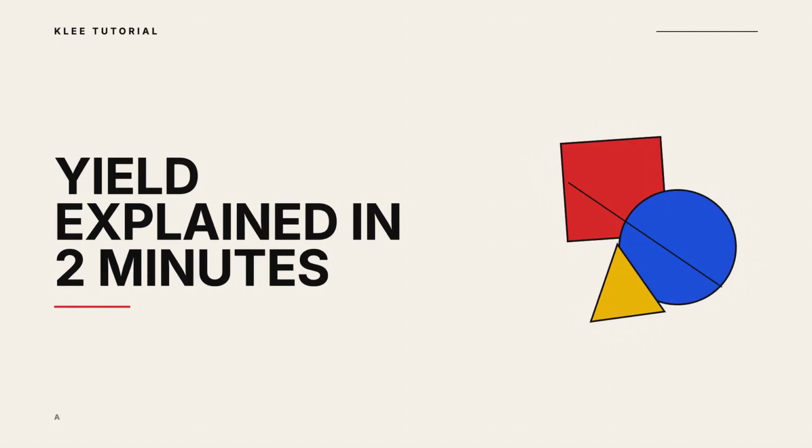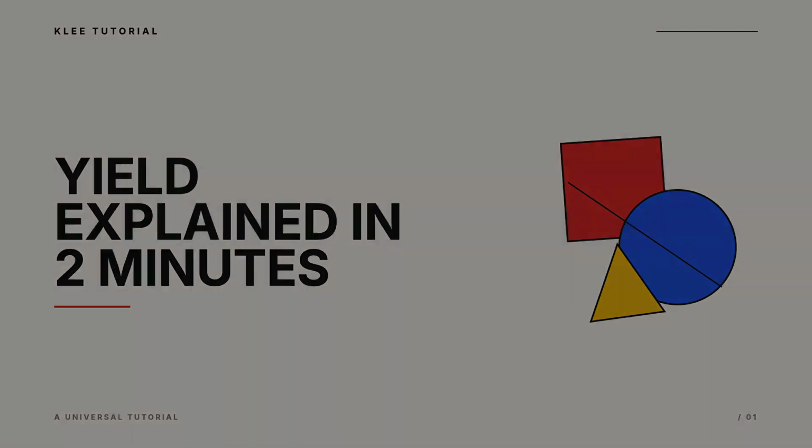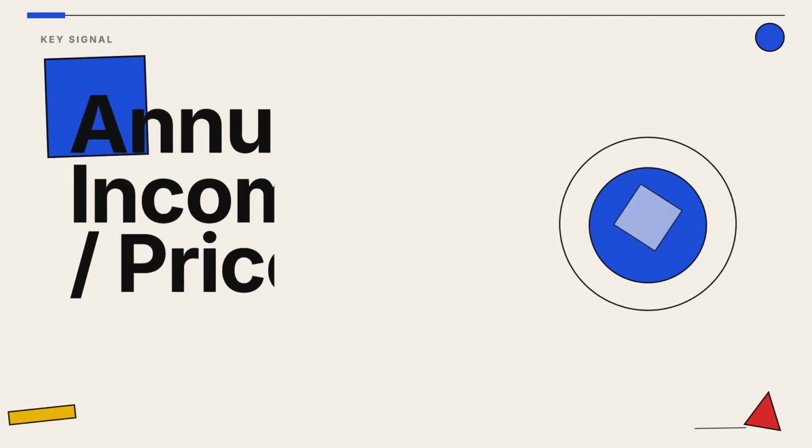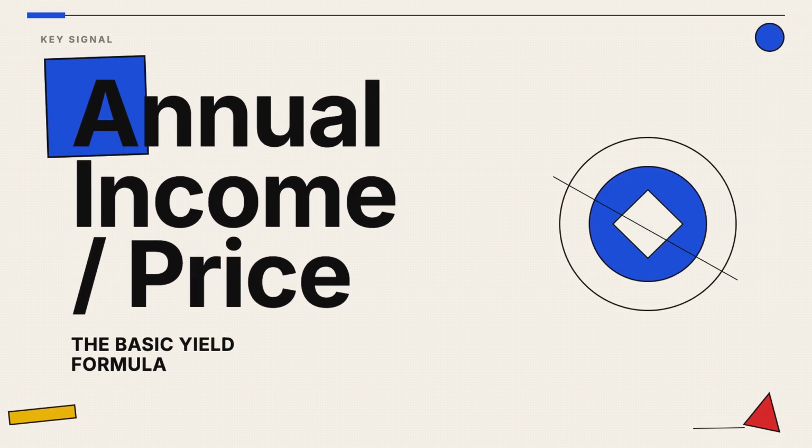Yield is a fundamental concept in finance that tells you how much money an investment earns relative to its price. Simply put, yield represents the income return on an investment, usually expressed as a percentage over a one-year period. To calculate yield, you divide the annual income the asset generates by its current market price.